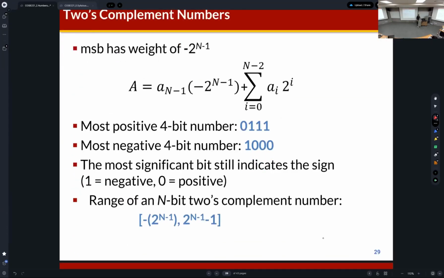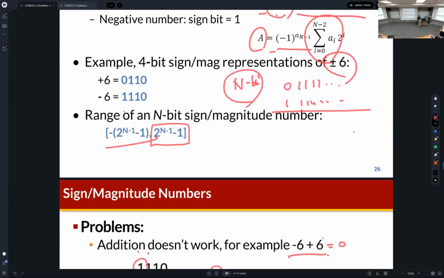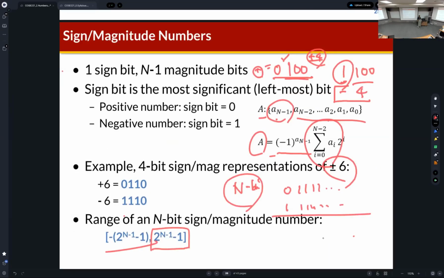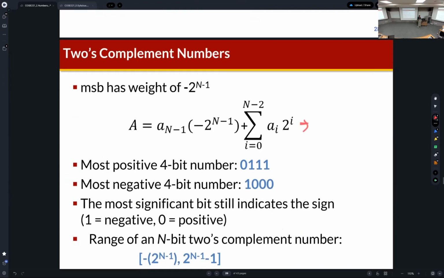So this is the method that generates the two's complement number system. Okay, so what is different? This is the sign and magnitude number system, and then this is the two's complement number system.